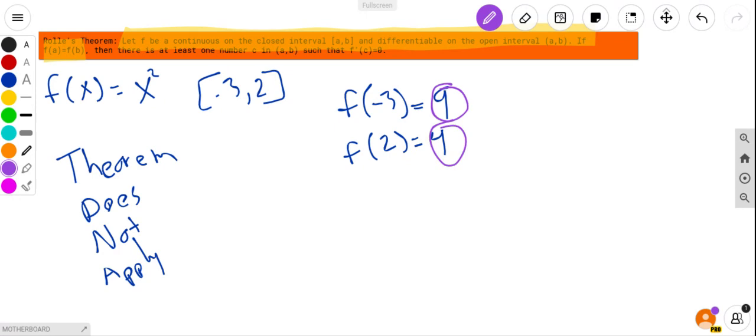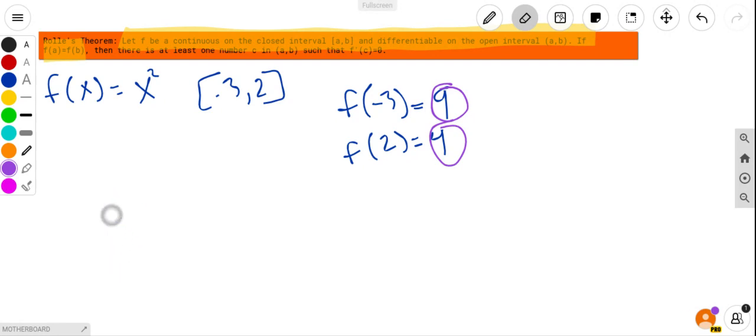So let's modify it so that we can use it, so we can see what they want us to do, how this theorem works, though, all right? So I'm going to modify by changing the 2 to a 3. F of 3 would produce a 9, so f of a equals f of b. It's still true. What the theorem is stating is that there must be at least one number c, right? So somewhere in this interval, there should be a number c such that f prime of c would equal 0.